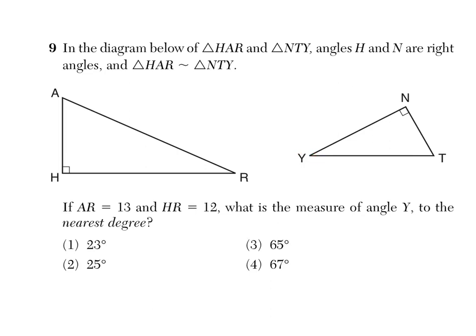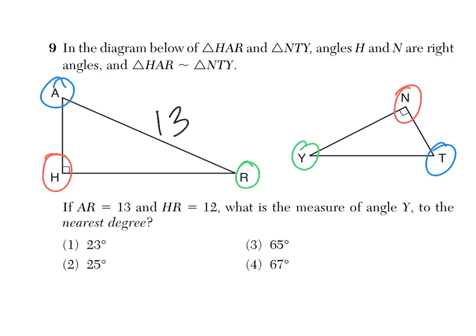The first thing that I'm going to do is indicate which angles are corresponding. So I see that, of course, angle H corresponds with angle N. I see that angle A, of course, corresponds with angle T. And then critically, angle R corresponds with angle Y. And that's going to be really important in a moment. I can see that AR is 13. And I can see that HR is 12. All right, so how are we going to figure out what angle Y is? Well, I know if they're similar, the angle measure of R is congruent to the angle measure of Y.